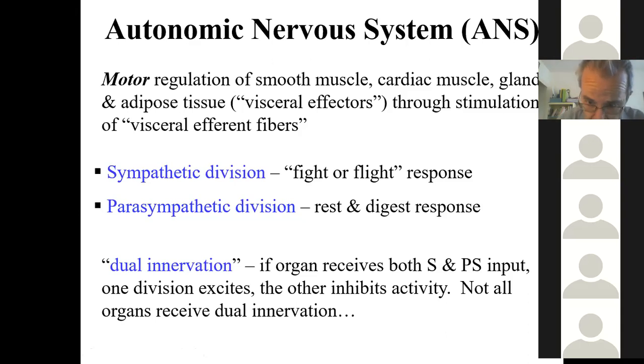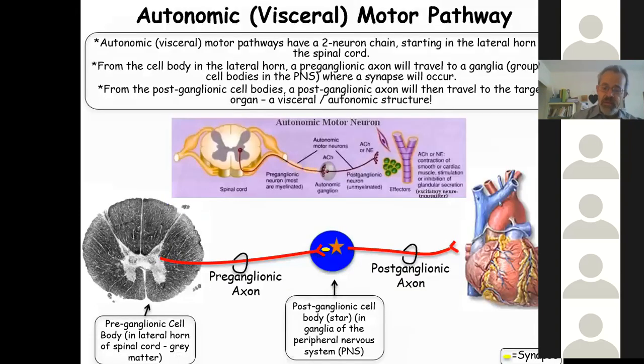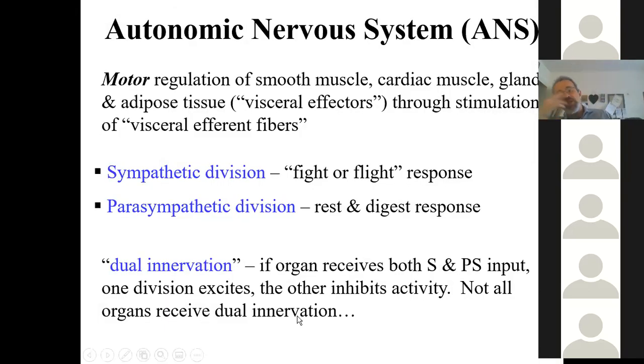Most organs are affected by both sympathetic and parasympathetic. If one excites that organ, the other inhibits it. So I would say most organs are affected by both. There's only a few that are not. The only ones that don't really receive dual innervation would be sweat glands, which are only stimulated by the sympathetic system, and blood vessels, which are only affected by the sympathetic. So everything else responds to both sympathetic and parasympathetic.